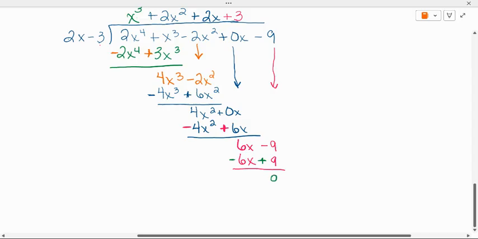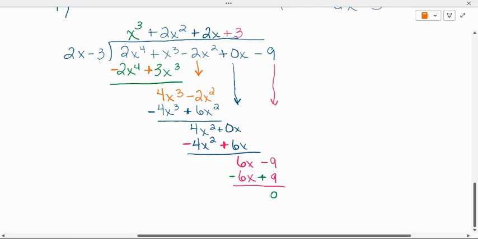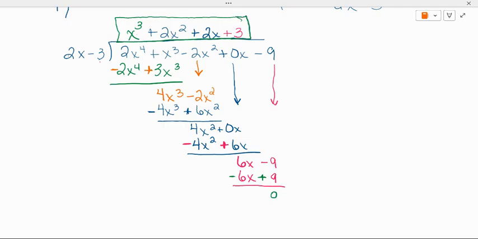So I don't have any remainder. That's beautiful. So this is your final answer. X cubed plus 2x squared plus 2x plus 3. No remainder. Beautiful.